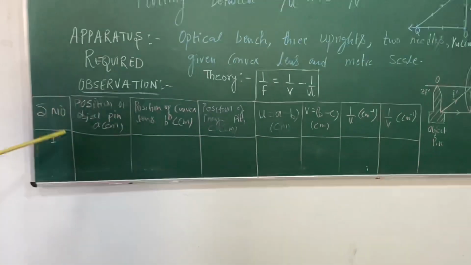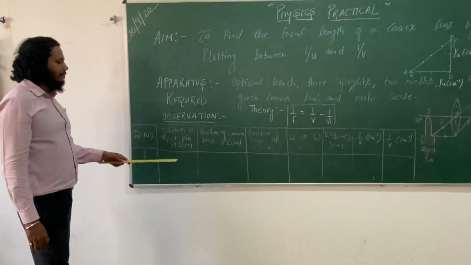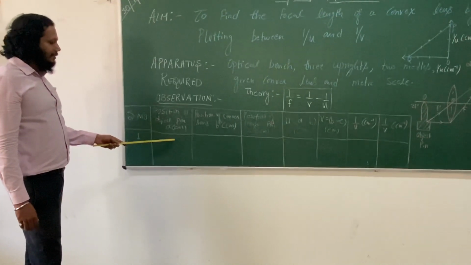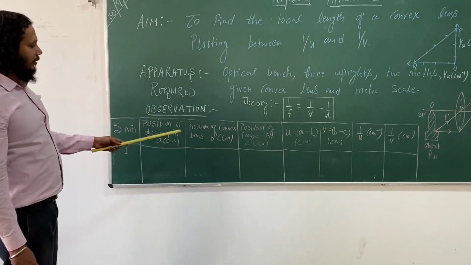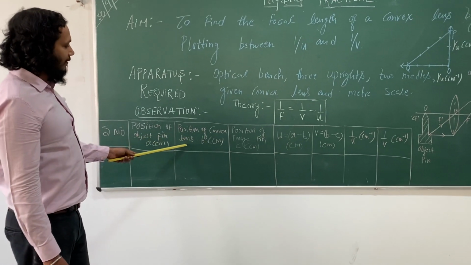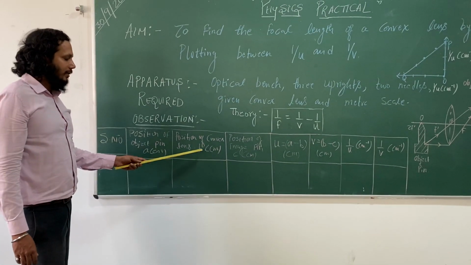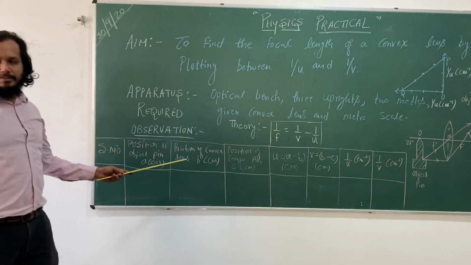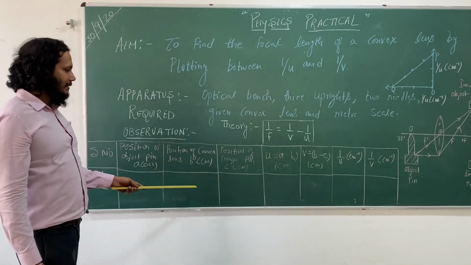First we have to show serial number, second position of the object pin. As we will place the object pin at 0 centimeter distance, definitely we have to mark that distance at 0 centimeter. The unit should be mentioned on this given table so that no marks are deducted. The second is position of the convex lens. You have to fix it at 30 centimeter. It is already given in the question, and according to that, you have to place the value of the convex lens position. So the lens we have placed at 30 centimeter should be mentioned.